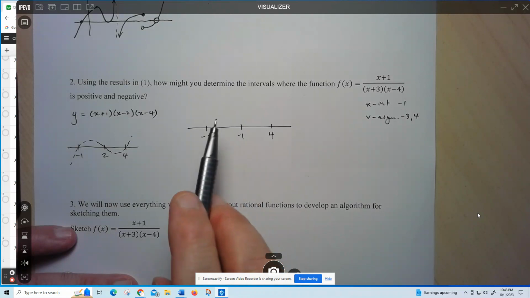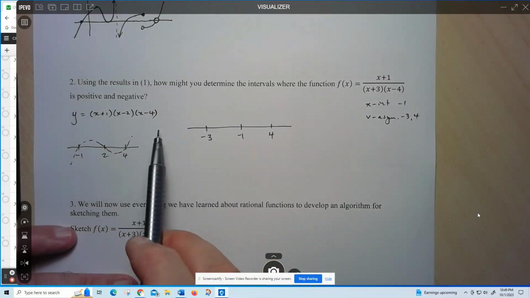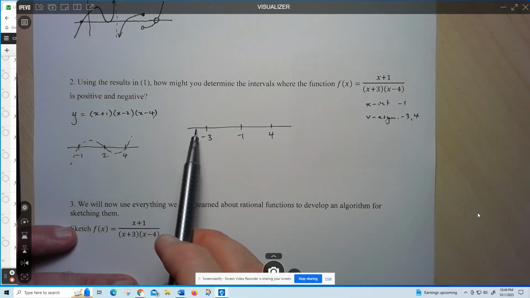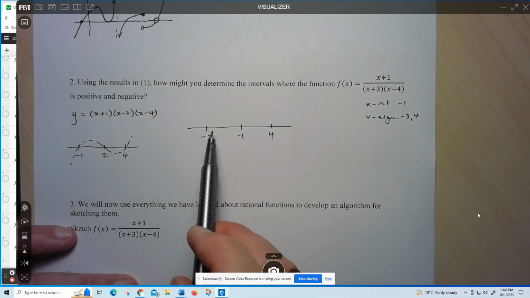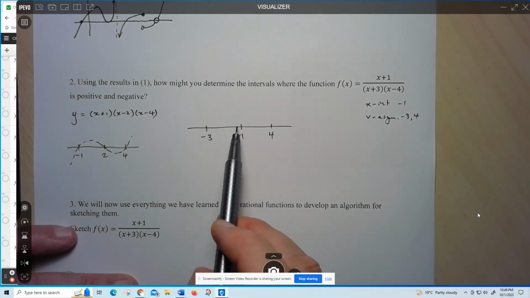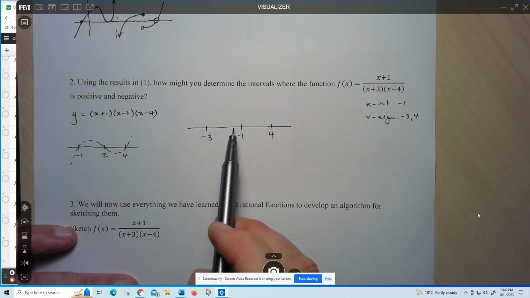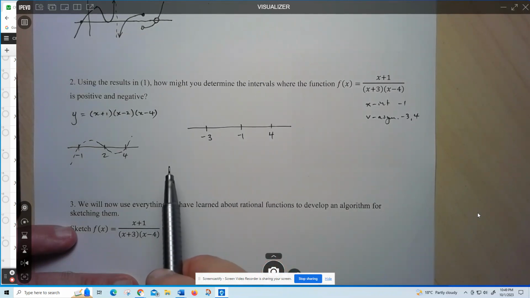But let's interpret what that means. That means that from -infinity to -3, there's no place for this function to change sign. So it has to have the same sign in this whole interval. Same thing from -3 to -1. If it's positive anywhere in this interval, it has to be positive everywhere. Similarly for negative. This interval here, it has to have the same sign throughout.